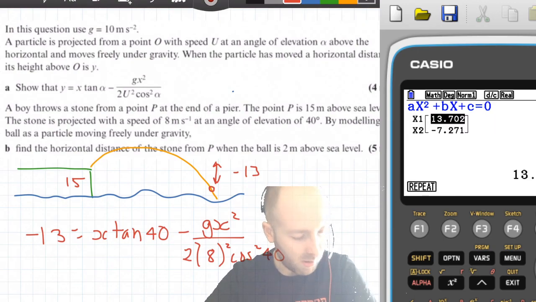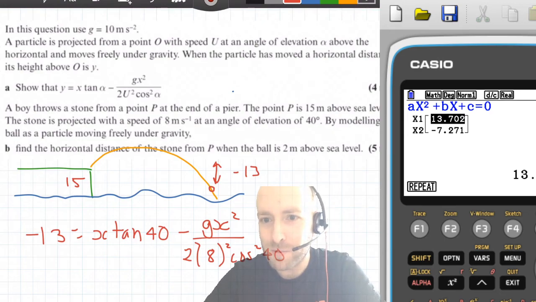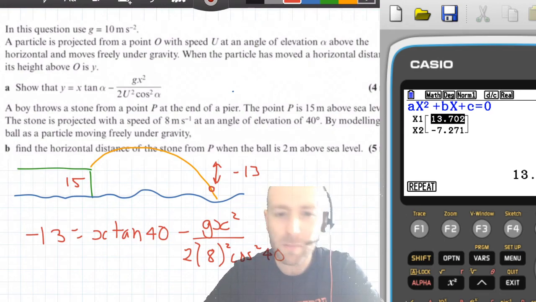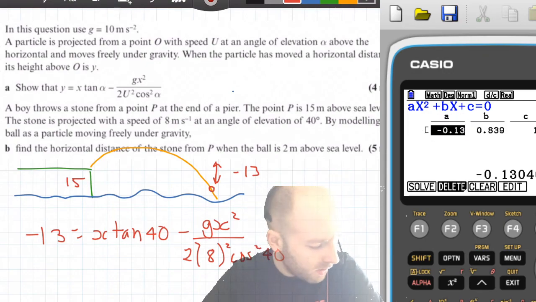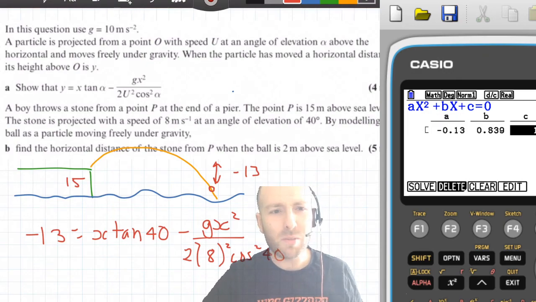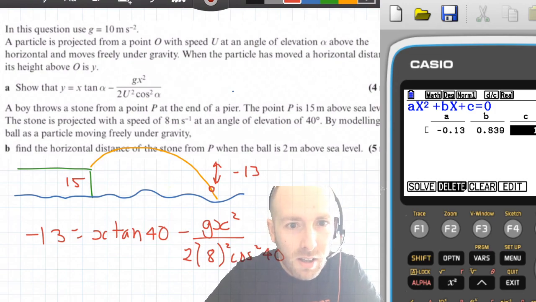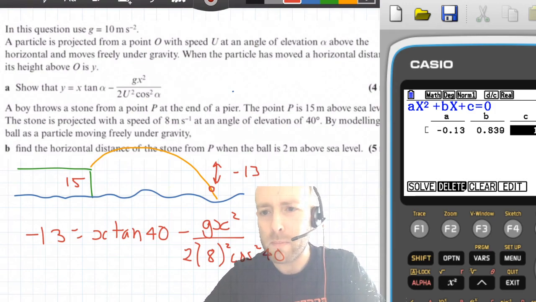Boom. Okay. So it should actually be 13.7. What have I done? Maybe I can't use a calculator today. Let's just double check that. 13. I used 12. Why did I use 12 earlier? Because I'm a moron. Yeah, it should be 13.